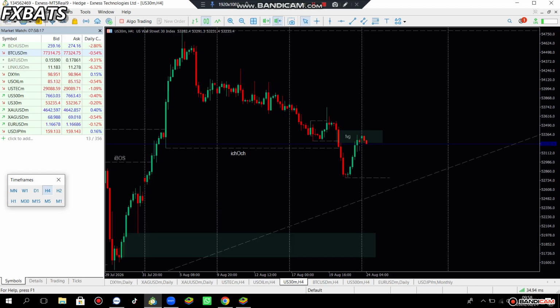US30, the same setup as Nasdaq. On US30, we have our fair value gap. It overlaps with our fair value area. So this is a beautiful entry area. I'm hoping to see price dropping to the downside, ultimately taking out this order low.